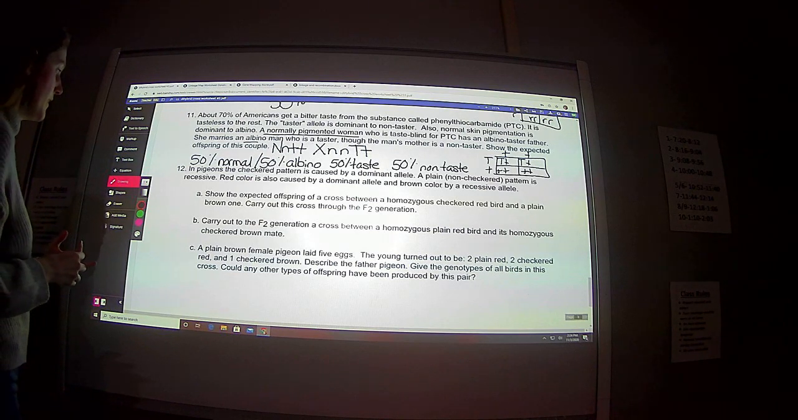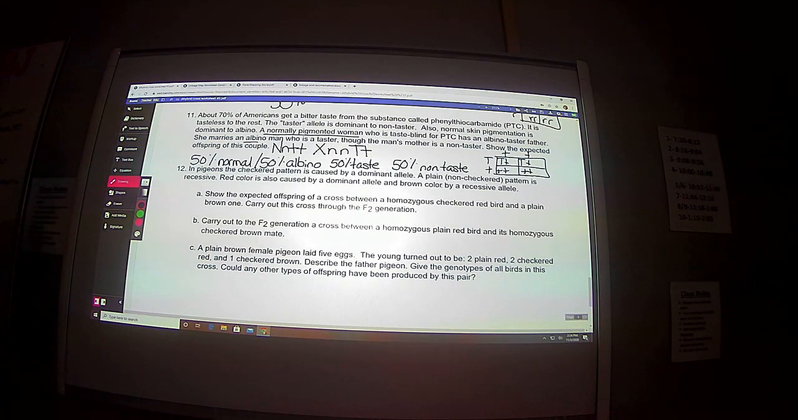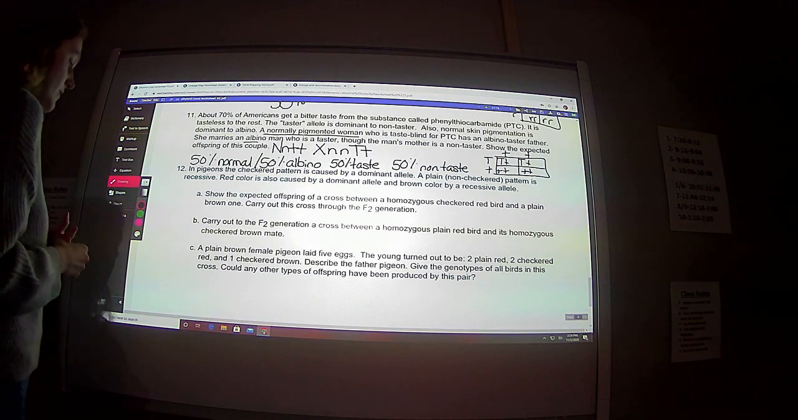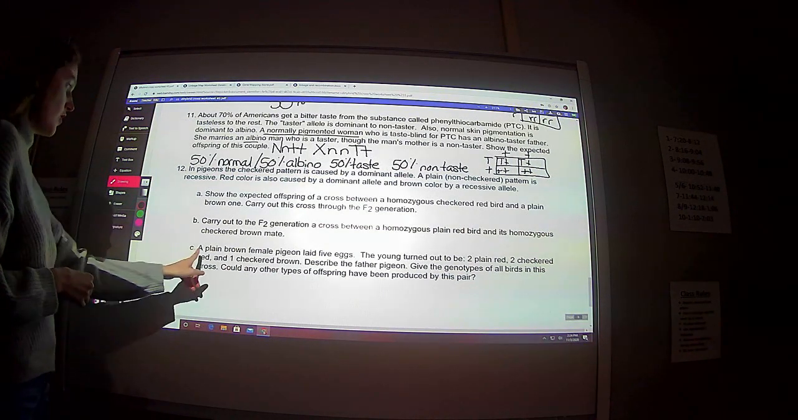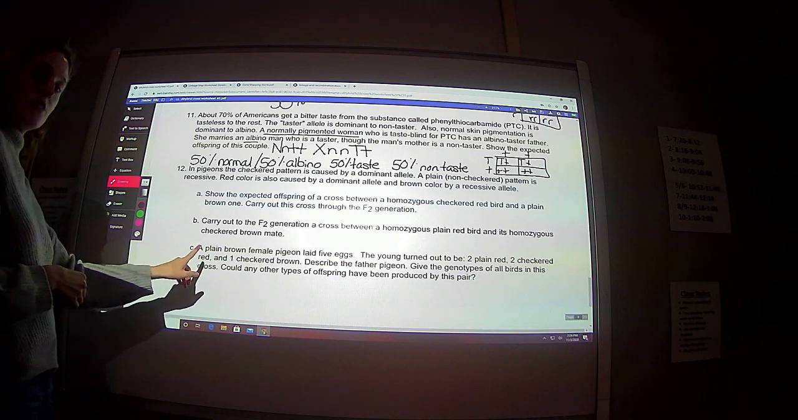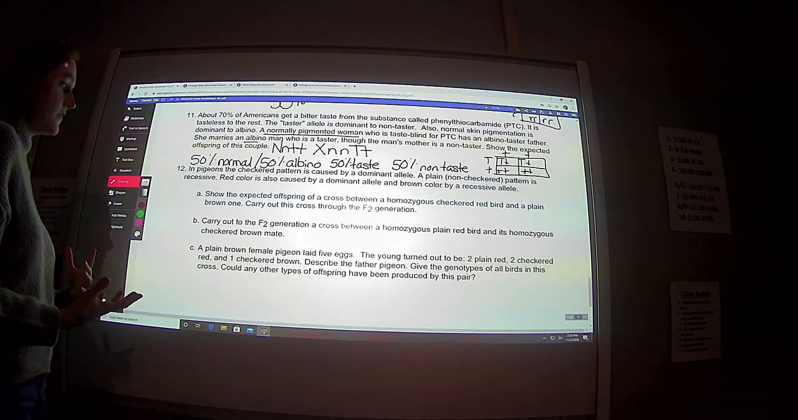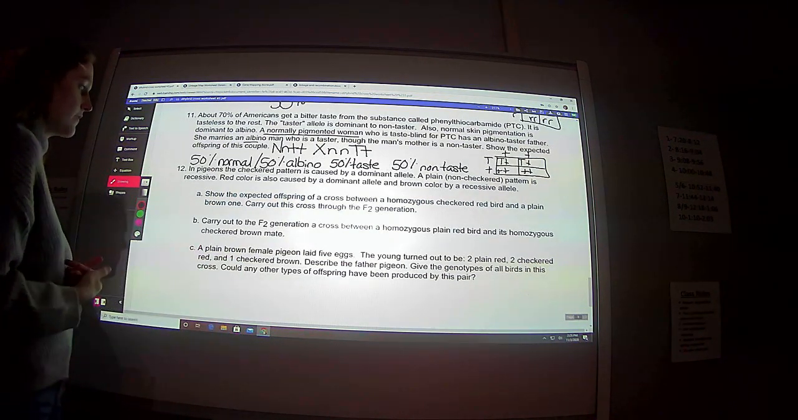And the last one is a plain brown female pigeon laid 5 eggs. The young turned out to be 2 plain red, 2 checkered red, and 1 checkered brown. Describe the father pigeon. So you know what mother is already. So knowing her genotype, what would you have to have dad be in order to get those 3 different types of birds?